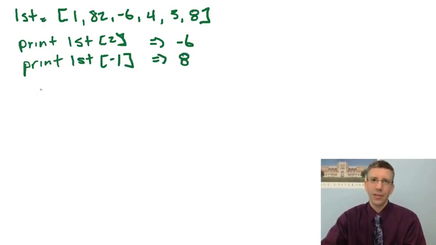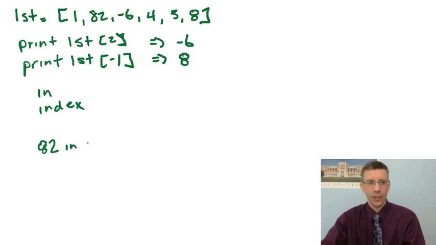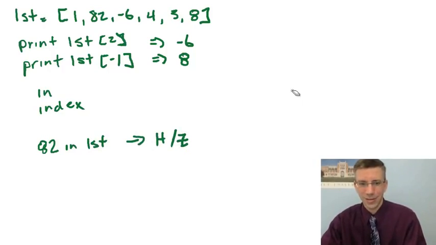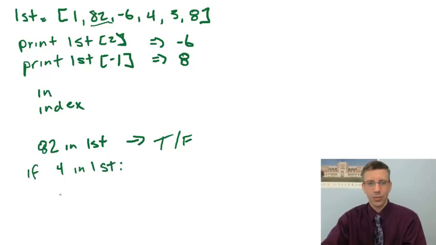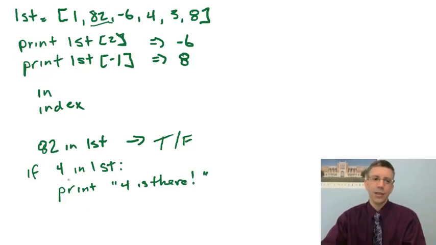But what do we do if we want to do something more interesting? I want to talk about two methods that allow us to examine things inside a list more easily: in and index. In allows me to check if something is in the list, as the name implies. So I can write statements like 82 in lst, and this will evaluate to true or false. Here's 82 right here, so that's going to evaluate to true. I can write statements like if 4 in lst: print 4 is there.